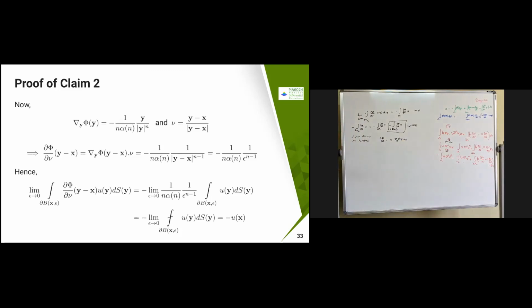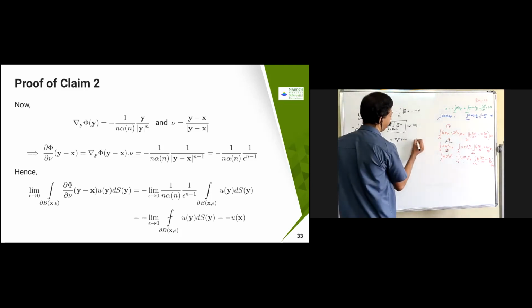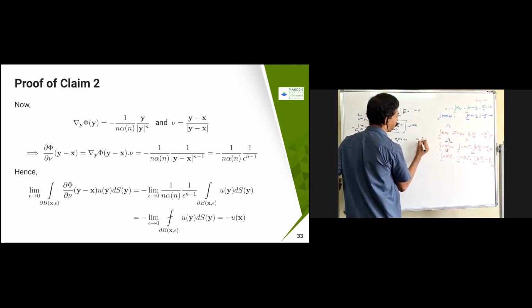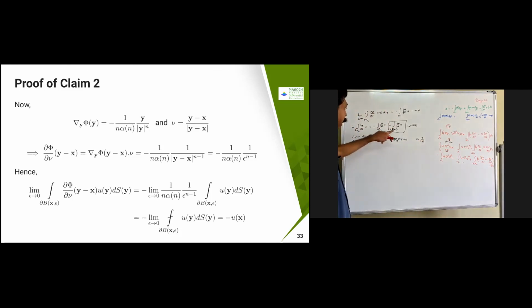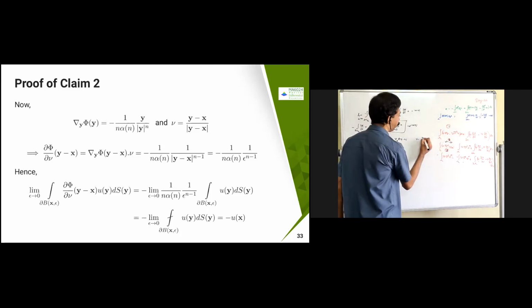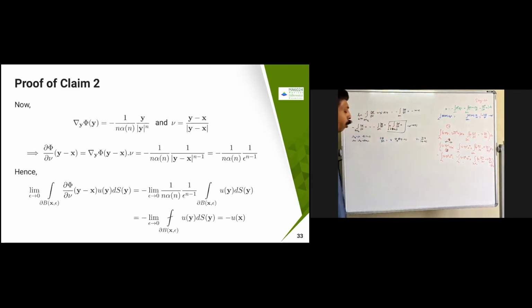So what we need to find is the normal nu. We are defining B of x comma epsilon. If you remember that theorem, we used B of 0 comma epsilon, and nu was y by mod y. Now we are defining it at x comma epsilon, so this is going to become y minus x by mod of y minus x.